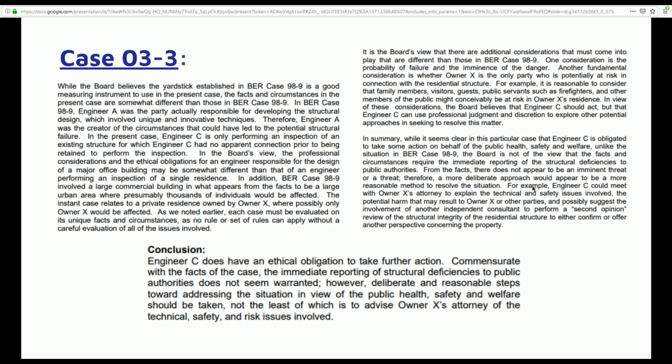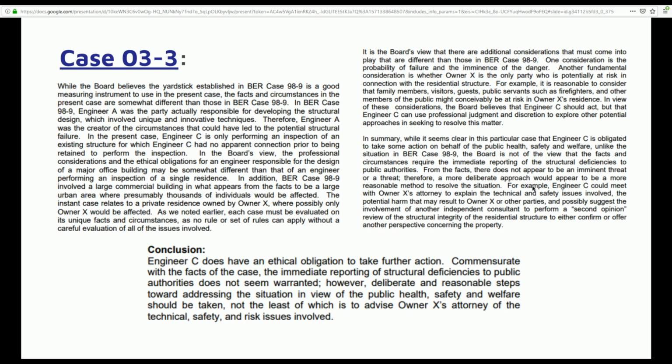So in order to evaluate this case 03-3, the board considers a couple of other cases, in particular case 89-9. So in 89-9, let me go ahead and go through this case also. It's similar but slightly different to the present case.